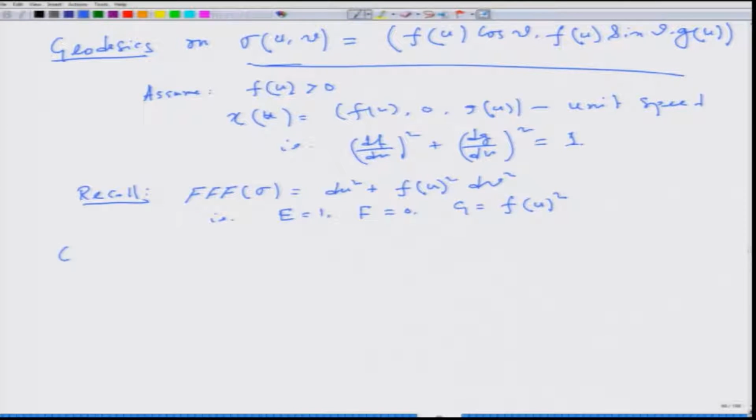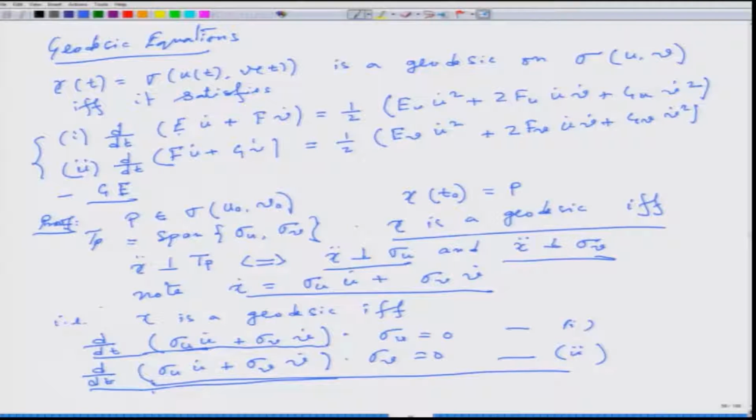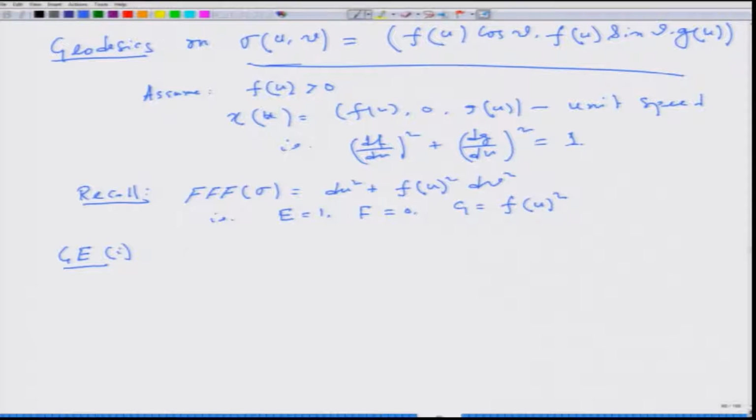So, what happens to the geodesic equations? E is 1, F is 0, so E_u is 0, F_u is 0, and G is f(u)^2. So the left hand side u double dot equals, with the half, G_u v dot squared, which is simply f(u) df/du applying the chain rule, times v dot squared.